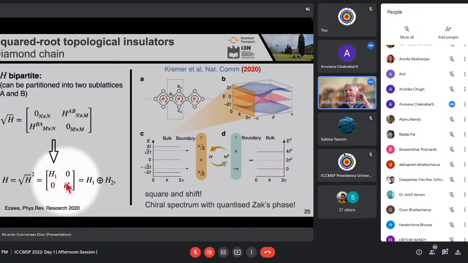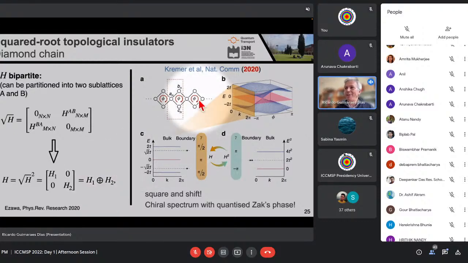Now, it's not mandatory that these two blocks have the same dimension. In the case of the uniform chain, they did, but maybe they don't. And if that happens, the spectrum of the two blocks is still the same, except that one of the blocks has extra zero energy states. And in fact, these zero energy states only have support in one of the sublattices.